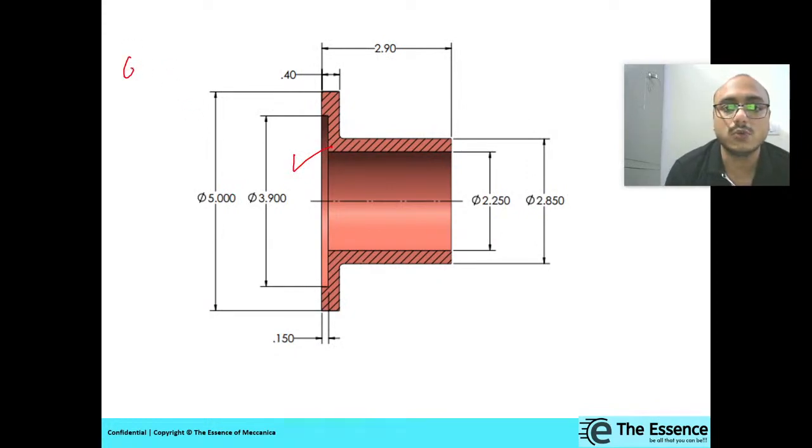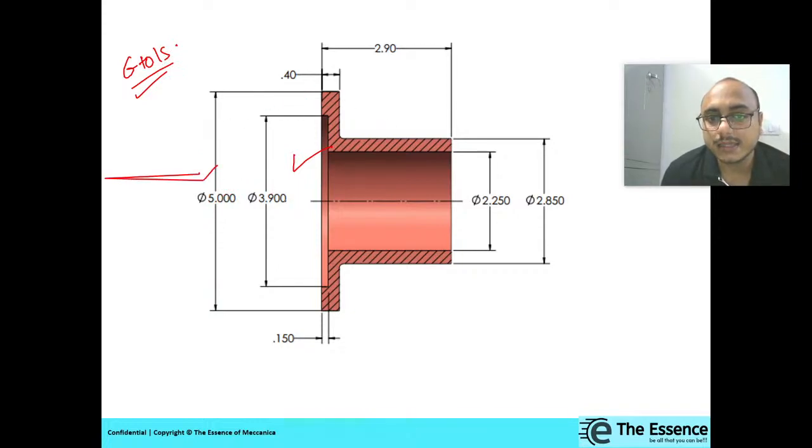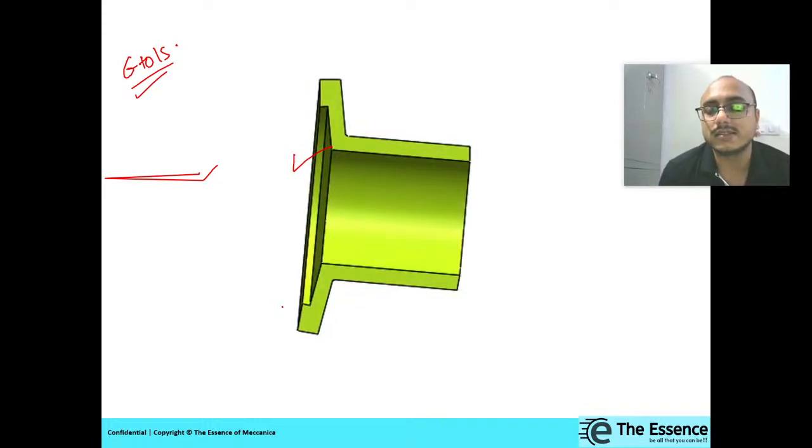Suppose this is the component and we haven't used any GTOLs. I say GTOL for geometric tolerancing. So we haven't used any geometric tolerances. Each feature and the diameters are individually defined, every feature is completely defined, and this drawing goes to the manufacturer. And now the manufacturer has manufactured this component something like this. This component looks something like this.